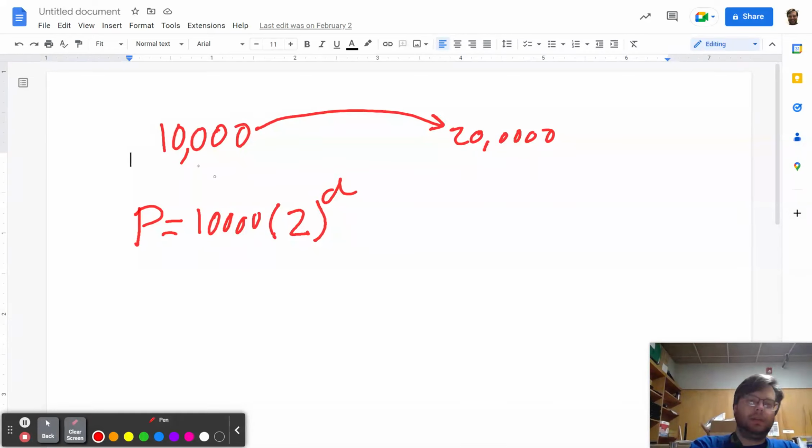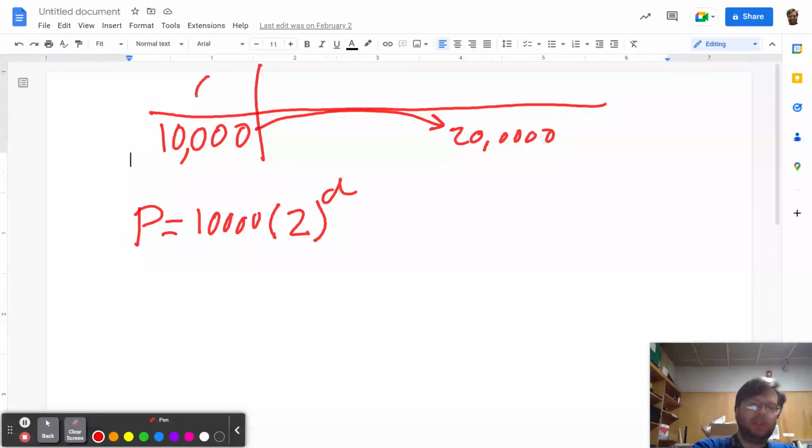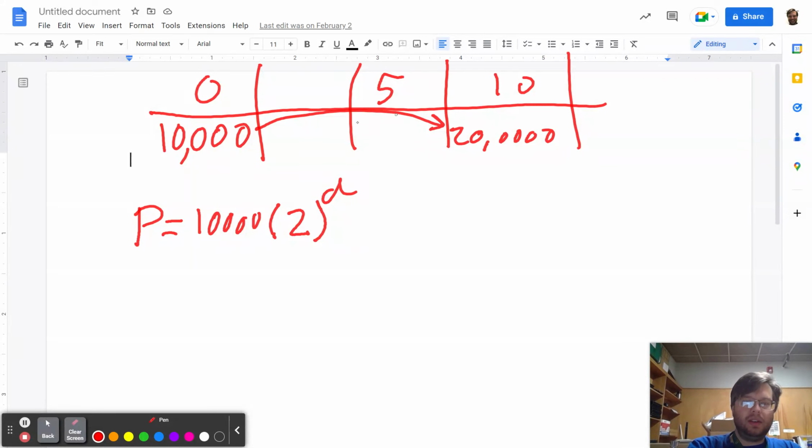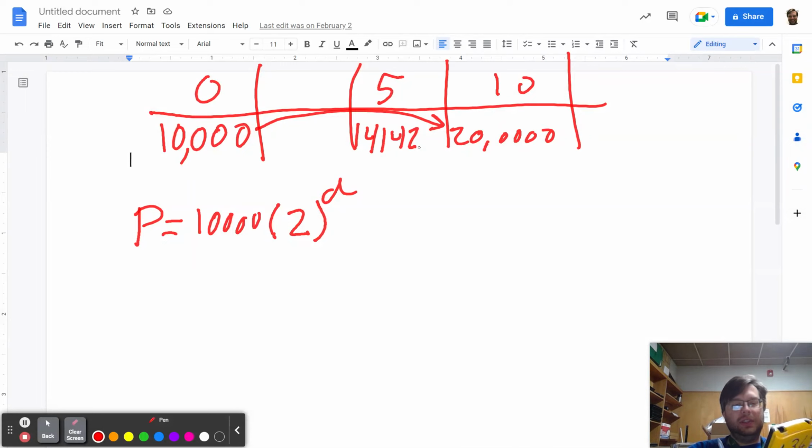So let's make this a little bit clearer. This is year 0. This is year 10. I'll put year 5 right here. 14,142. I could have also typed in the square root of 2. Look at the square root of 2 right there. Notice that if you multiply that number by 10,000, you get the exact answer from above. So going halfway is like taking the square root.